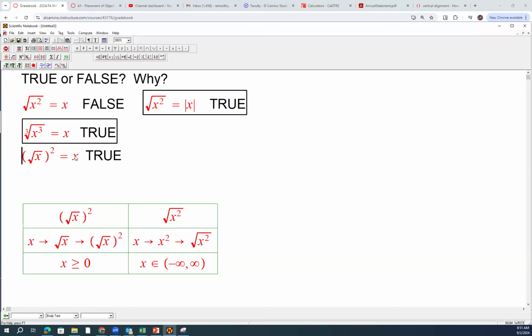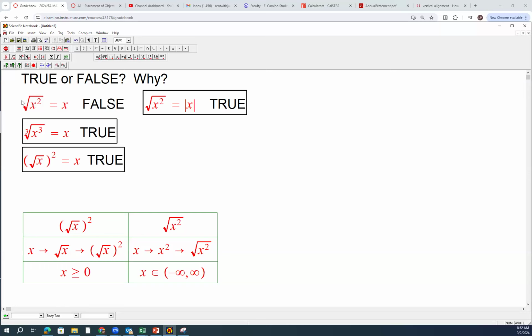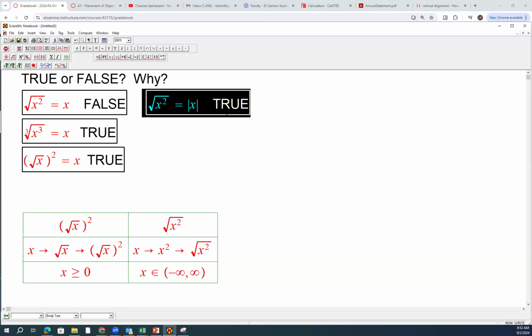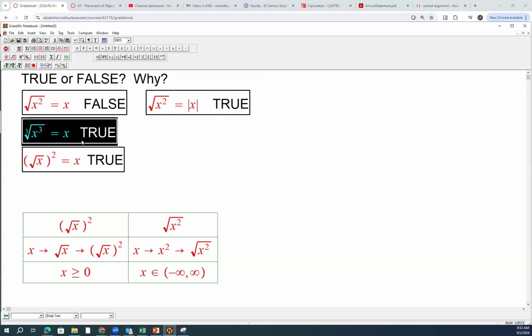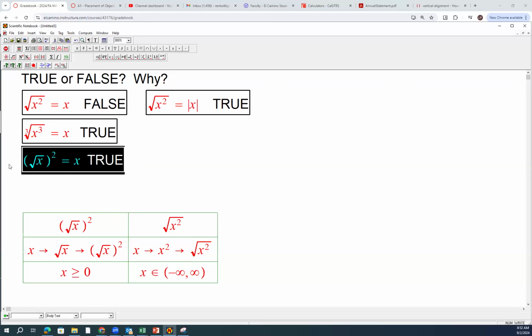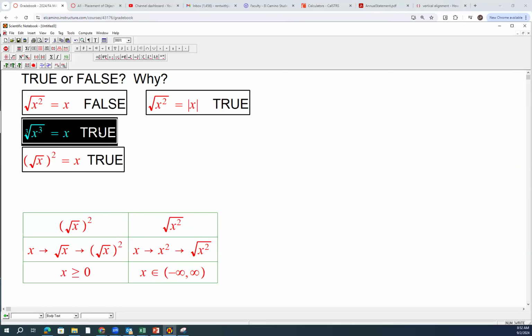So now in summary, we got these three statements. This one is false, and the other one is true. You need to get familiar with this because we're going to use this all the time. The second one is true, the third one is true. So false, true, true. That's all for this clip.